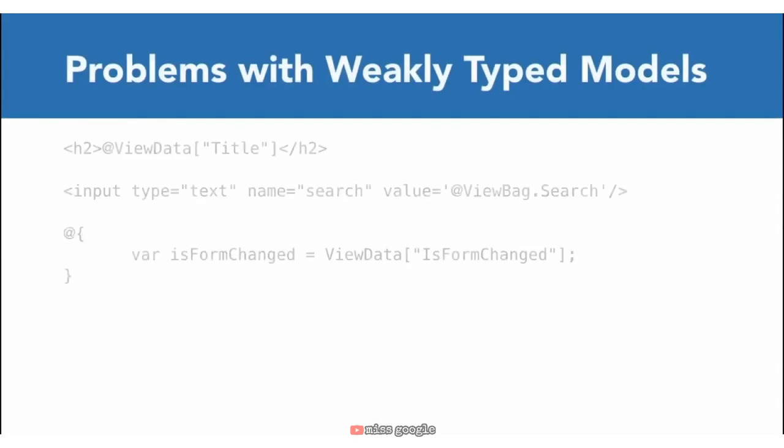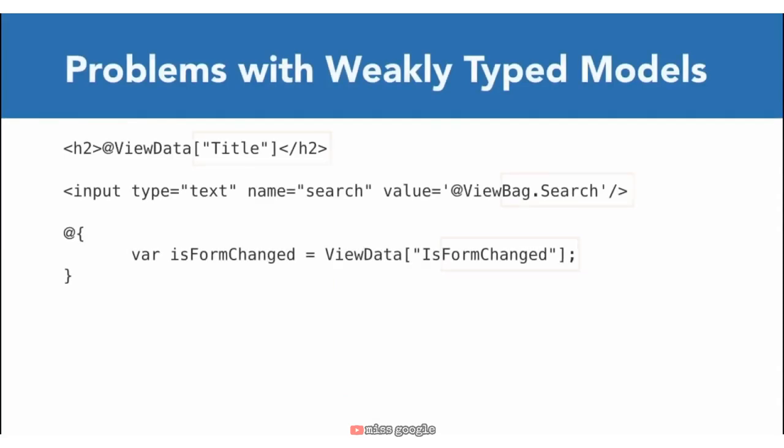The first is that the model's properties are either strings in the case of view data, or dynamic properties that aren't typed until runtime in the case of the view bag. And there's nothing that will tell us at compile time if we get one of these names wrong. Instead, any typo we might make will only manifest itself at runtime with a runtime error. The second problem is that everything is treated as an object, or in other words, we don't get any strong typing with the different properties of our model.